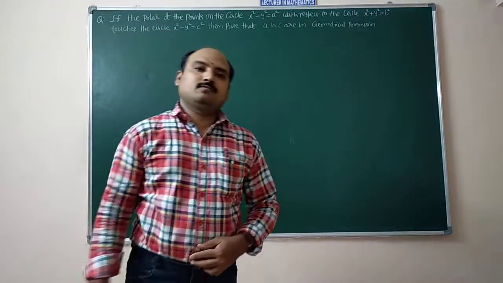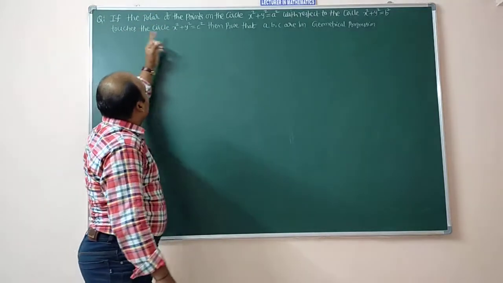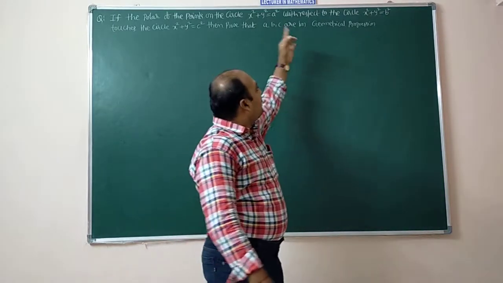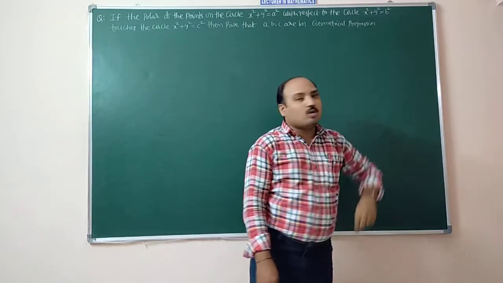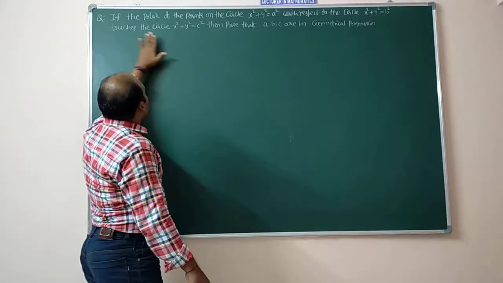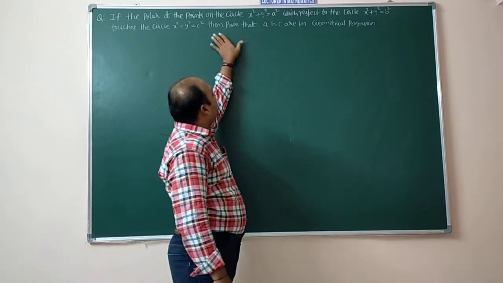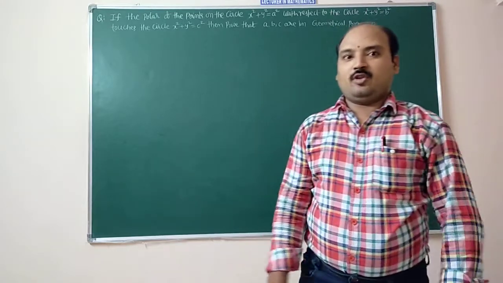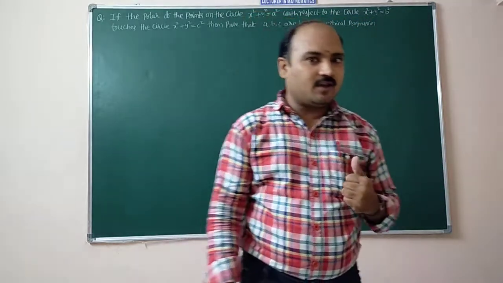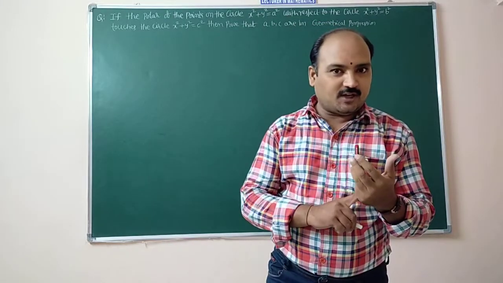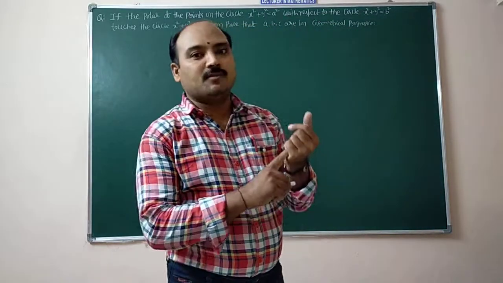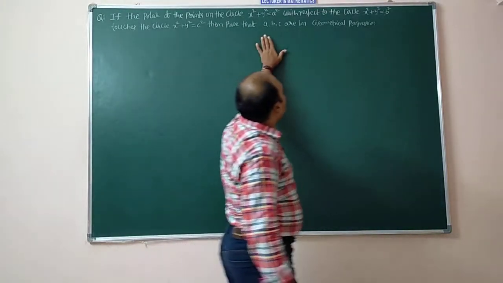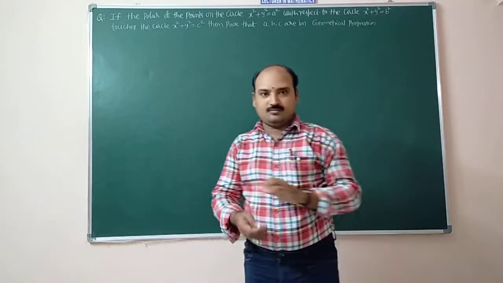Next question. If the polar of the points on the circle x square plus y square equal to a square, with respect to the circle x square plus y square equal to b square, touches the circle x square plus y square equal to c square, then prove that a, b, c are in geometrical progression. So here 3 circles are there, all are concentric circles which are having same center with different radii. They are asking to prove that a, b, c are in geometrical progression.